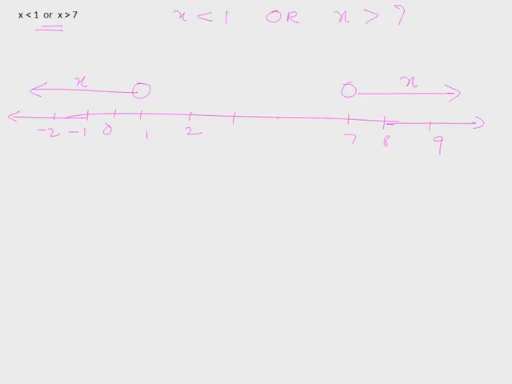So you see, it's the complement of the earlier inequality. This region is left out. X is less than 1 or x is greater than 7. So in this case, there are two disjoint regions that x is permitted to lie in. It's the middle region that is left out.